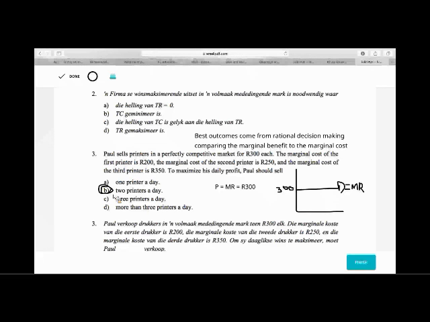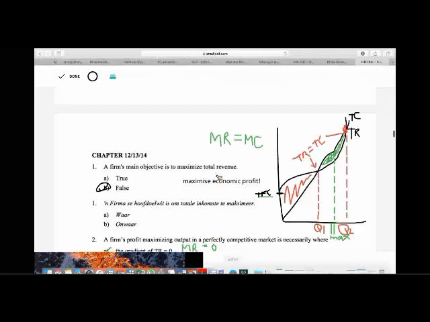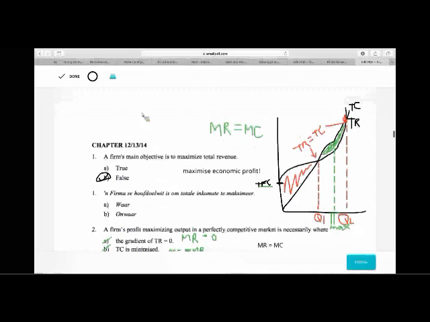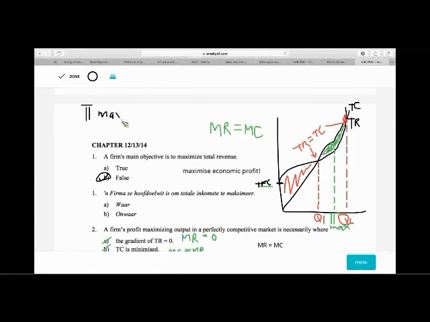But the minute MC becomes greater than MR, you should not have produced that unit. And that's why the answer is B. Profit would be maximized when its derivative is 0. Okay, so that we know. A function reaches its max or min when its derivative is 0.